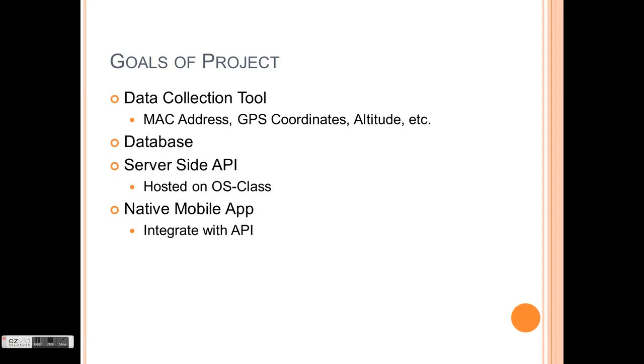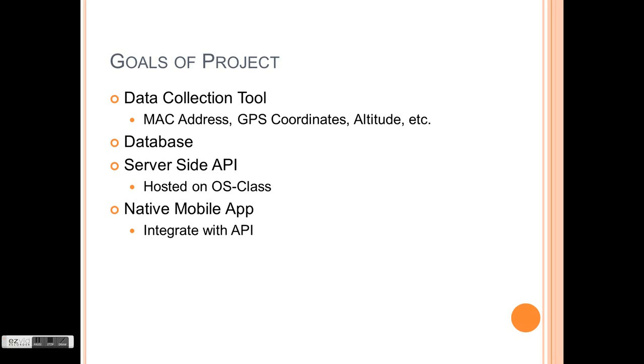So if we took the goals for our project and put them into a short list, it would look something like this. The first part of this project was to create a data collection tool that was able to record the MAC address of any Wi-Fi signal that it came in contact with. This tool would also need GPS capabilities so that it can tag that MAC address with a geolocation in the form of latitude and longitude. Additionally, this tool could collect other information such as altitude or anything else you might need.